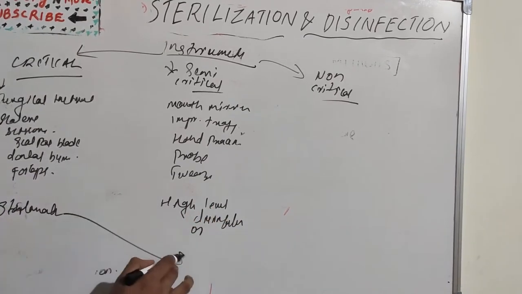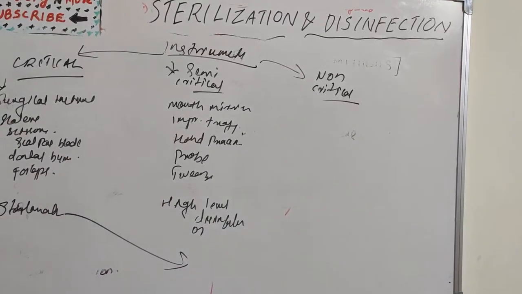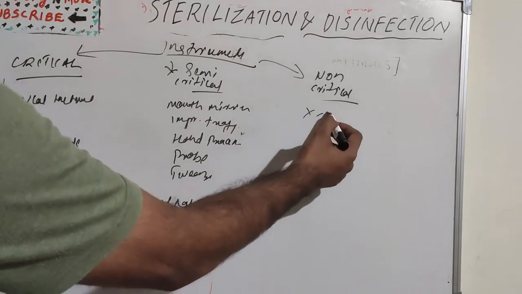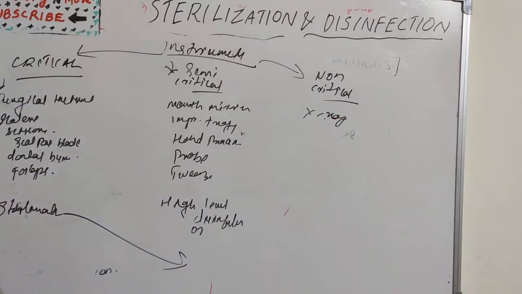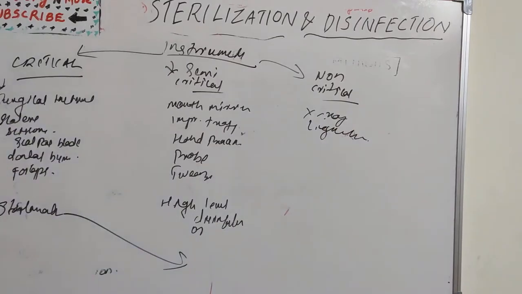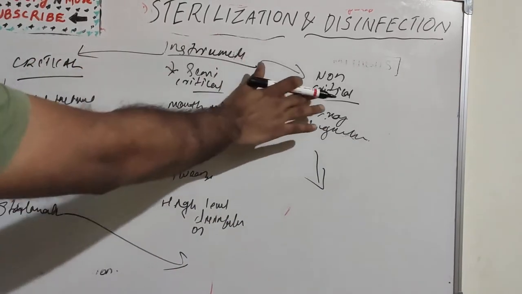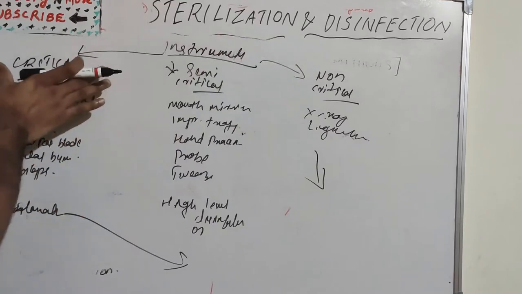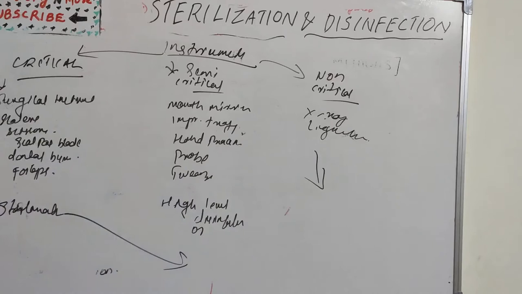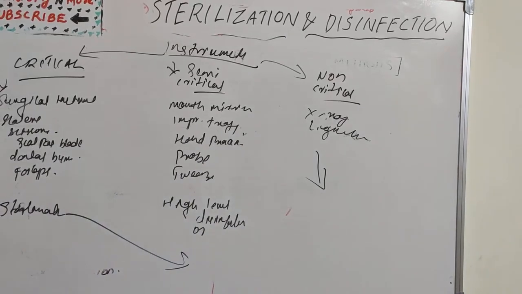Whereas non-critical items come into contact with intact skin, like X-ray tubes, light handles, such things are non-critical items. Low-level disinfection is required. So these are the basic instrument categories: critical, semi-critical and non-critical. Based on the type of category, we need sterilization, high-level disinfection and low-level disinfection. It is very important to know the types of instruments.